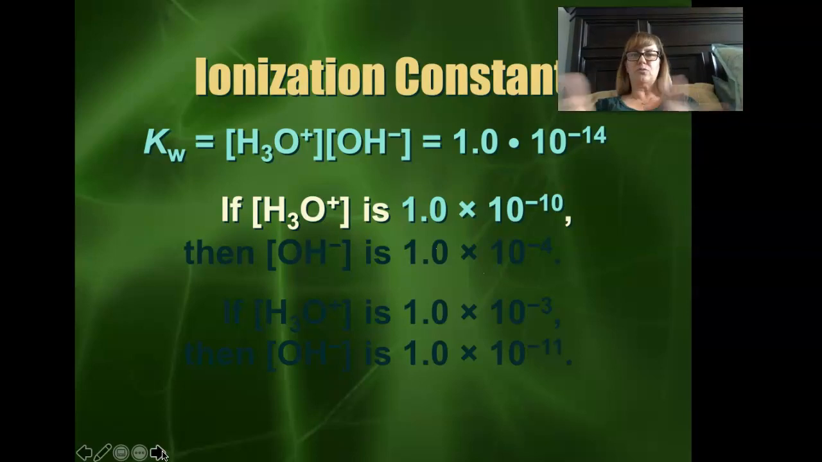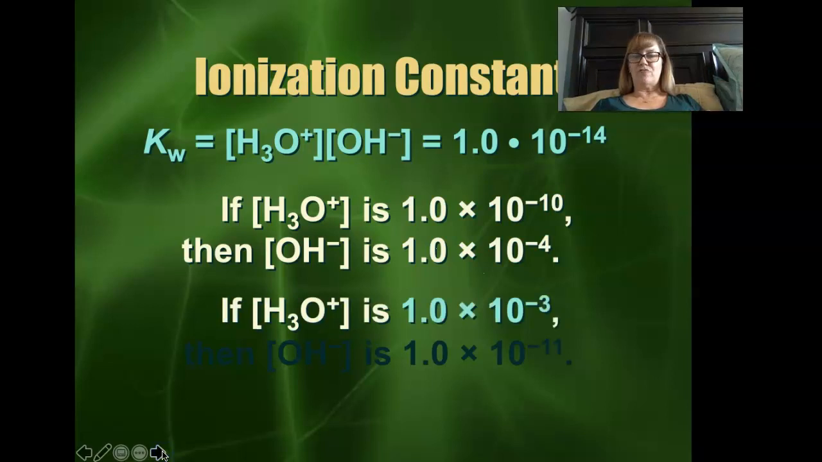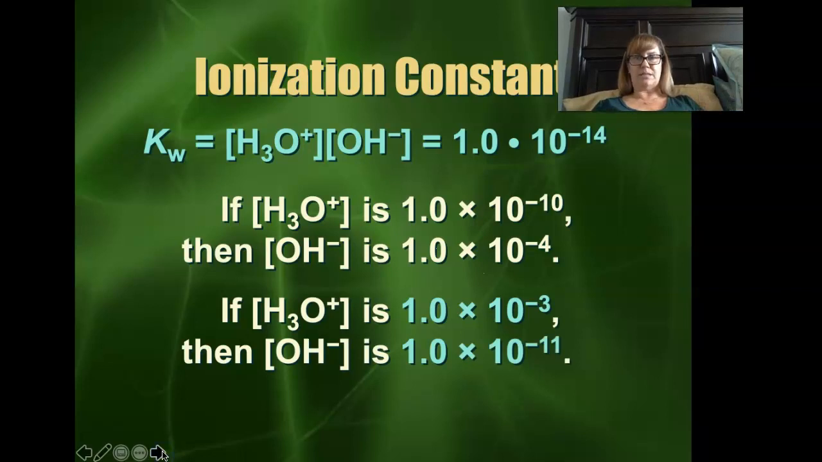Because of this mathematical relationship, if your hydronium ion is 1 times 10 to the negative 10, then your hydroxide ion makes up the rest, which is 1 times 10 to the negative 4. If your hydronium was 1 times 10 to the negative 3, then your hydroxide ion would be 1 times 10 to the negative 11. Notice this relationship. If I multiply these two numbers together, I'm going to equal this ionization constant of water. This is the case with all acid-base chemistry.